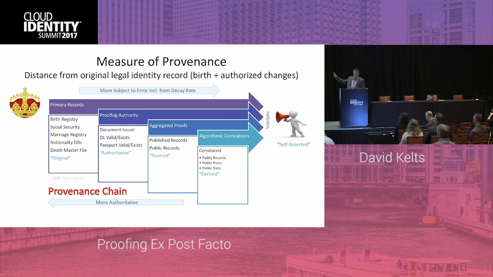The aggregated sources of these, and lots of them, they're probably the easiest ones to find, but there's less authoritativeness. There's more susceptibility to change in the attribute or to error from decay rate as you go from left to right here.